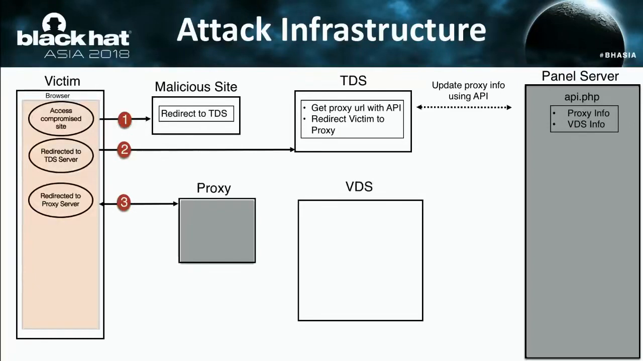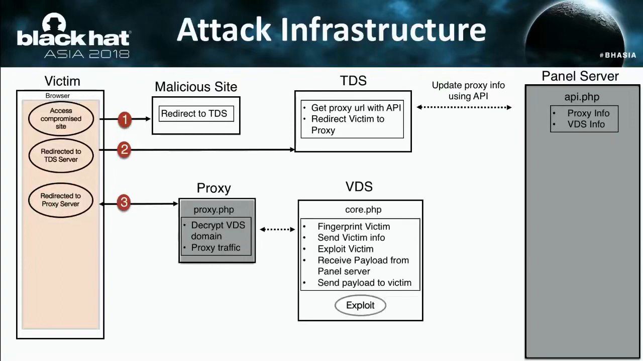The main function of the proxy server is just proxying the traffic between the victim and the VDS server, which is the actual landing server. Another function of the proxy server is that it receives some parameters from the victim URL and then decrypts these parameters, and then the proxy knows the domain of the VDS server it should forward the traffic to. So the proxy is just proxying the traffic between the victim and the VDS server.